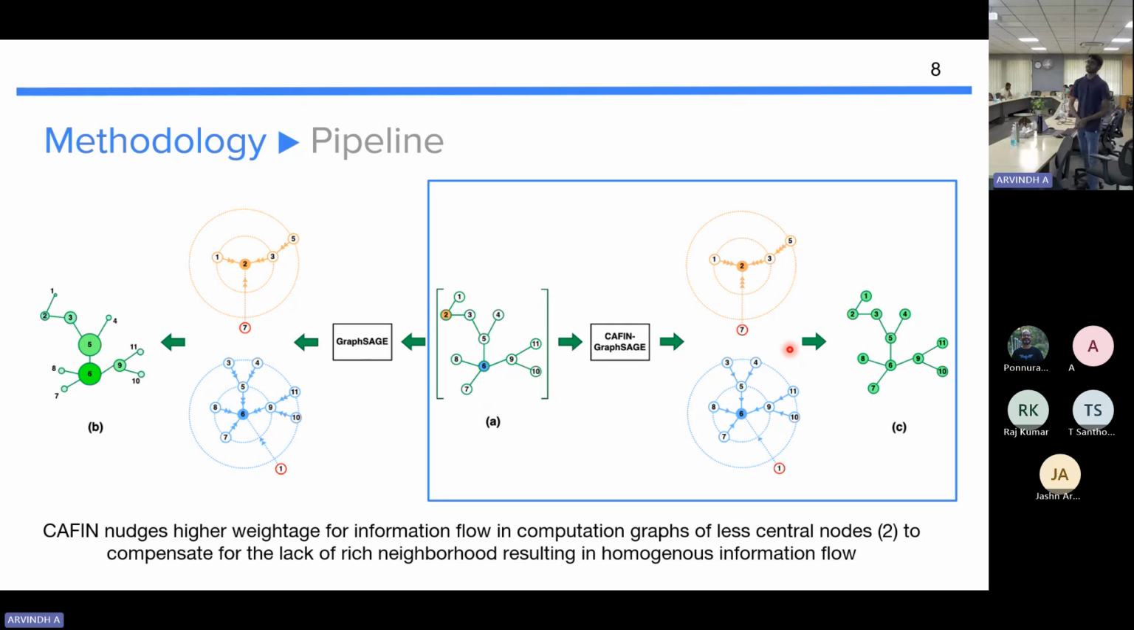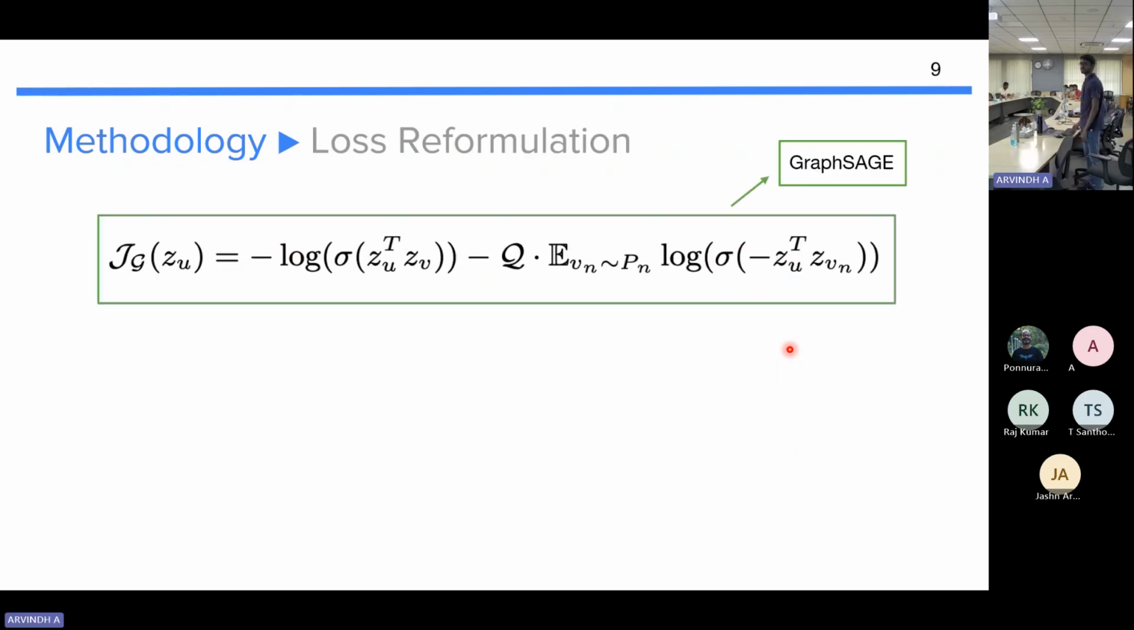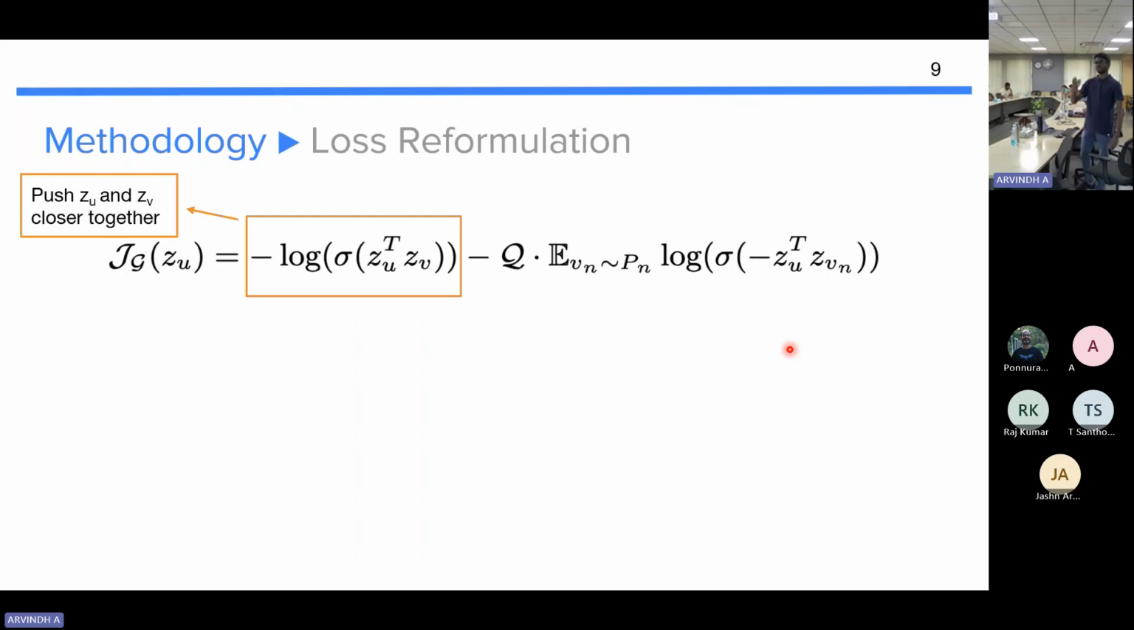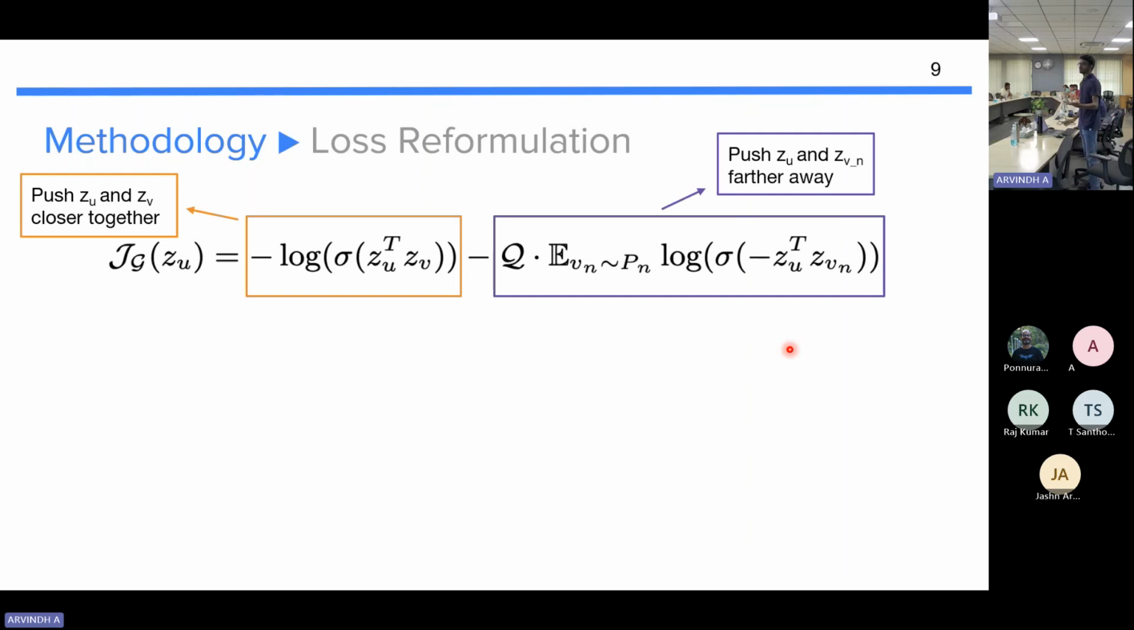The way in which we achieve this is by modifying the loss function. So I'll now move on to first establishing what GraphSage's loss function is. Then I'll go on to our modification. So this is the GraphSage loss function. It has two main parts. A couple of notations here: node U is the node in focus, node V is its positive sample, node VN is its negative sample. What the first term tries to do is push the embeddings of node U and V together. And the second term pretty much does the opposite. It tries to push the node in focus and its negative sample further away from each other, in the hopes that the embedding space is as representative as the input graph.